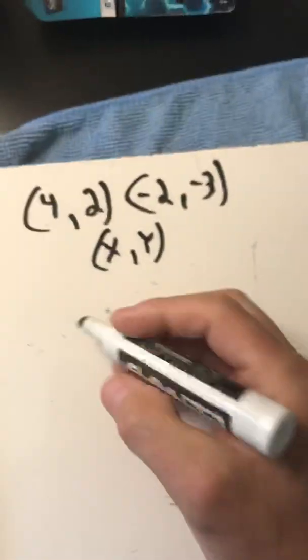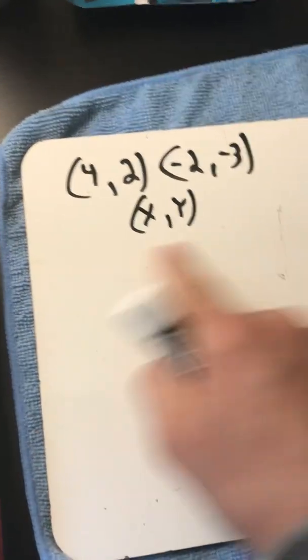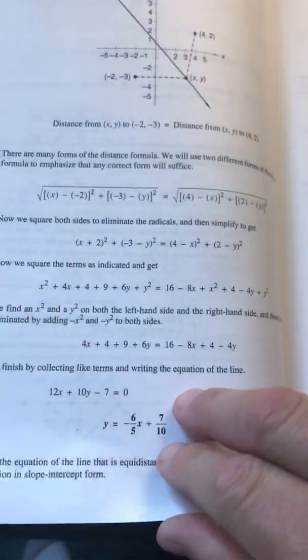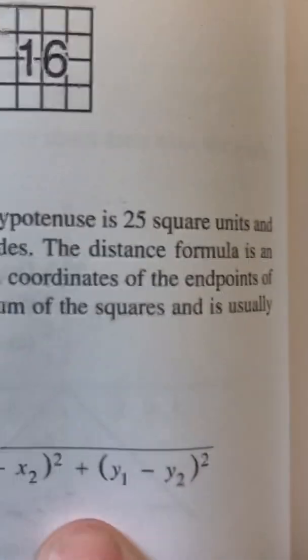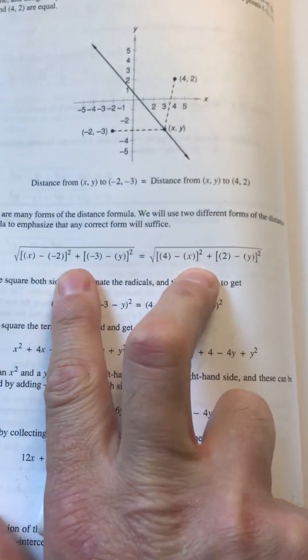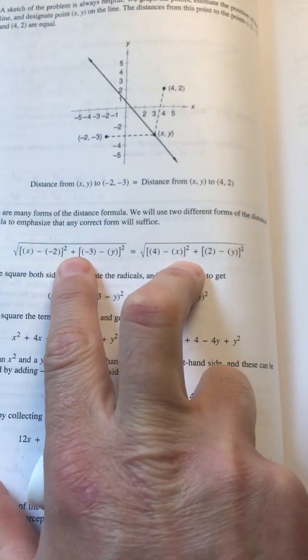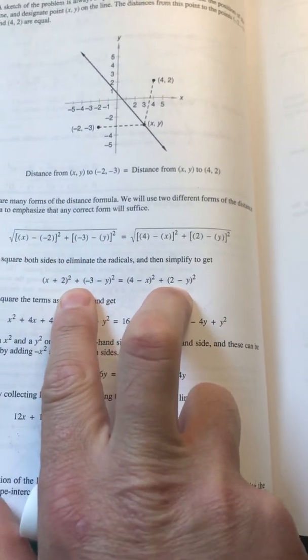So I'm not even going to use the square root symbol, even though that's part of the distance formula, because we're going to have the square root on both sides, and then we're just going to square it anyway. As you'll see, the square root is there. The first step is to square both sides to get rid of the square roots. So I'm not even going to put it down, okay?